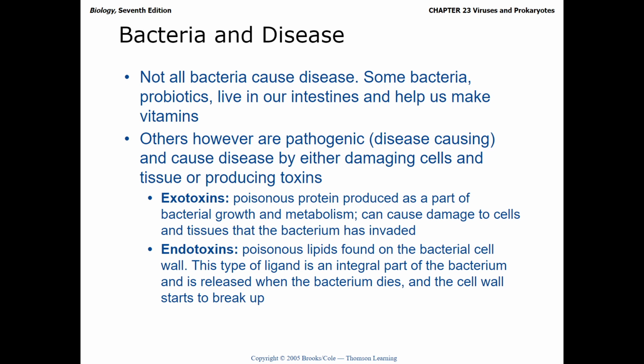They can produce exotoxins, poisonous proteins produced as a part of bacterial growth and metabolism that cause damage to cells and tissues that the bacterium has invaded, or endotoxins, which are poisonous lipids found on the bacterial cell wall. This type of lipid is an integral part of the bacterium and is released when the bacterium dies and the cell wall starts to break up. So there are different types of toxins: some are produced or secreted, exotoxins. Others are made within and only released upon the death of the bacterium, endotoxins.